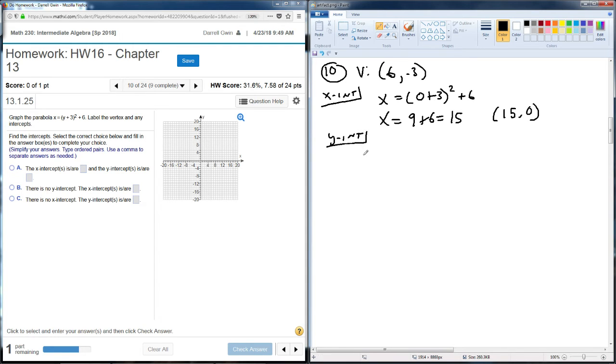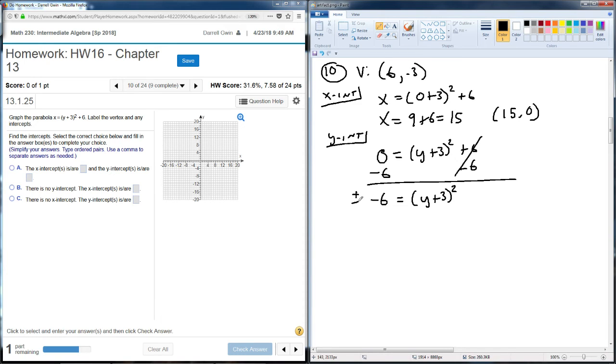Y-intercept. The y-intercept has x equals 0. So 0 equals y plus 3 squared plus 6. Now you'd probably be foiling this, y plus 3 times y plus 3, but that is the incorrect method to do this because it is already partially solved for you in this version. Minus 6, we get negative 6 equals y plus 3 squared.